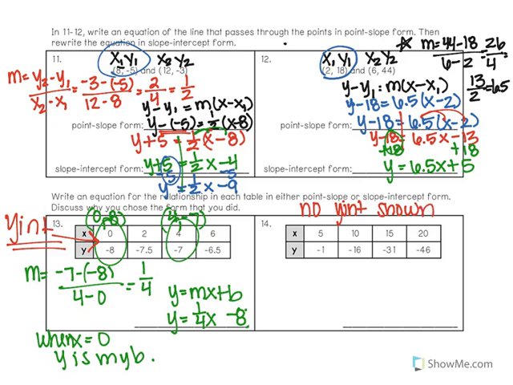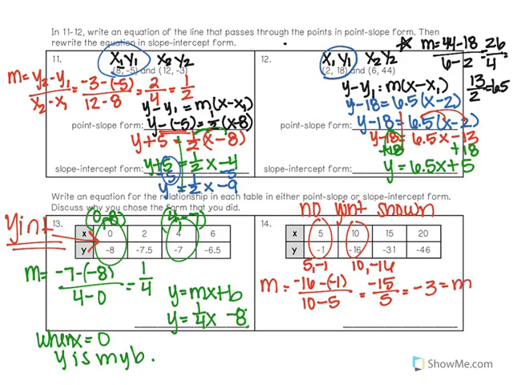So in this case, what you would want to do is go ahead and pick out your 2 points. And I would pick out this one and this one just because they're the first ones. And that's 5, negative 1, and then 10, negative 16. So when I find my slope here, I do y2 minus y1 over x2 minus x1, and I get negative 15 over 5, which simplifies to a negative 3 for my slope.